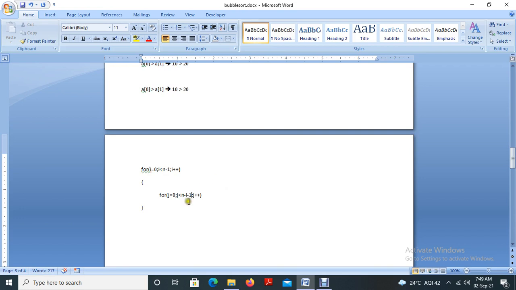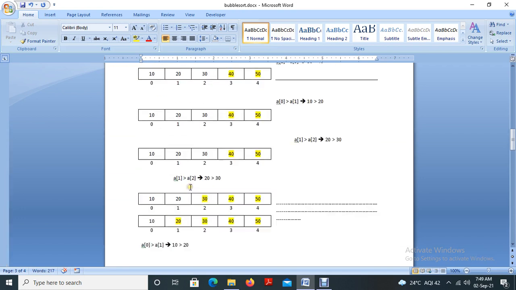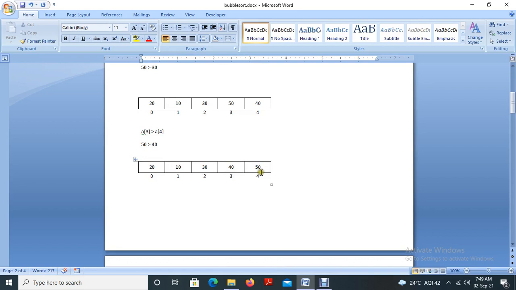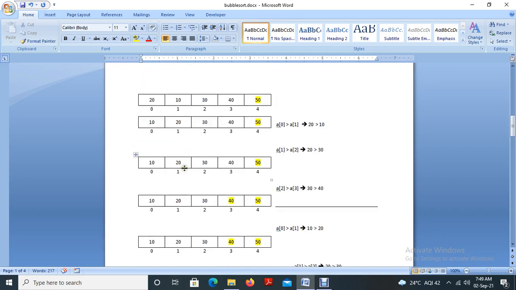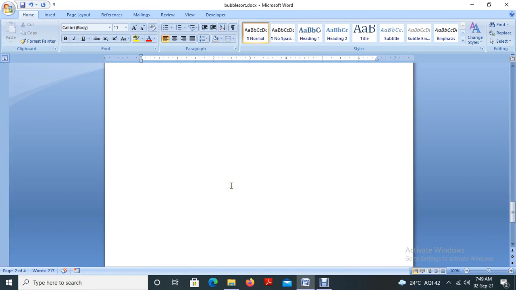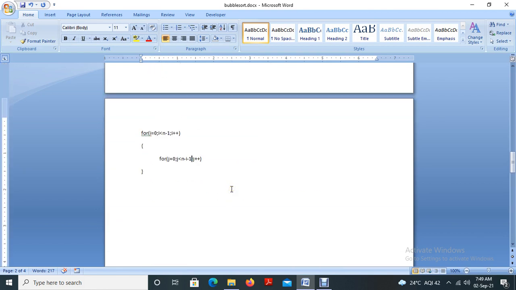So first iteration i value equal to 0, so it moves up to 4, because that is our requirement. We have to compare up to 4, a of 3 greater than a of 4, that is the last comparison. And after the first iteration we have to reduce the comparison by 1. So how can we do that? We can do that by taking the value of i and subtracting it from the total number of elements minus 1. So i was initially 0, and after the first iteration i is incremented by 1.